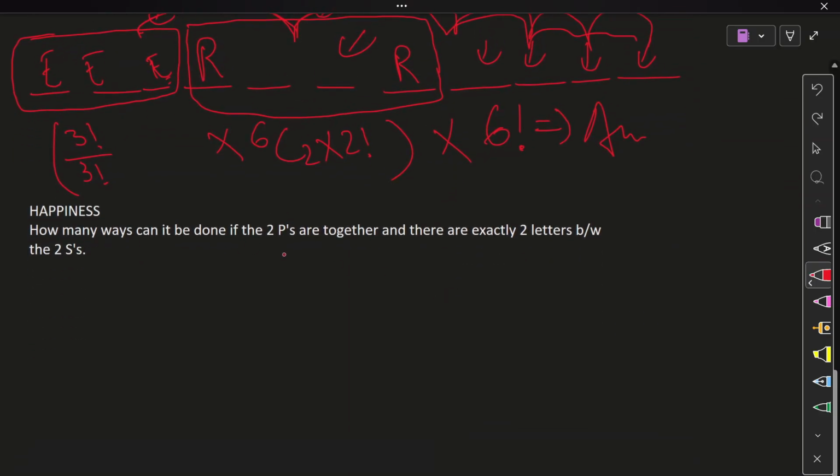Happiness is the word. How many ways can it be done if two P's are together and there are exactly 2 letters between the two S's? So okay, 1, 2, 3, 4, 5, 6, 7, 8, 9. 9 positions.